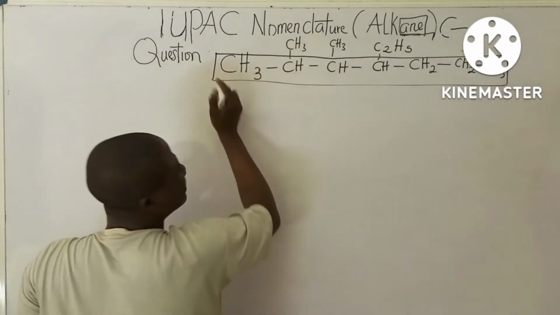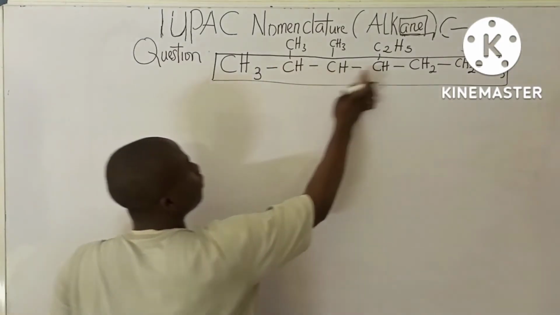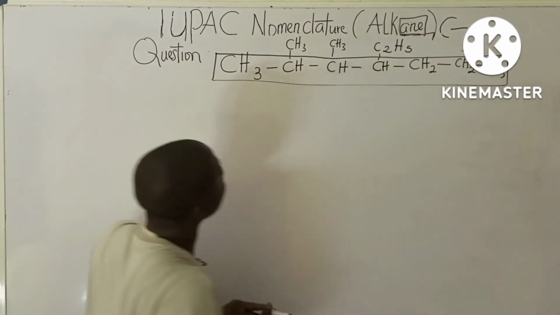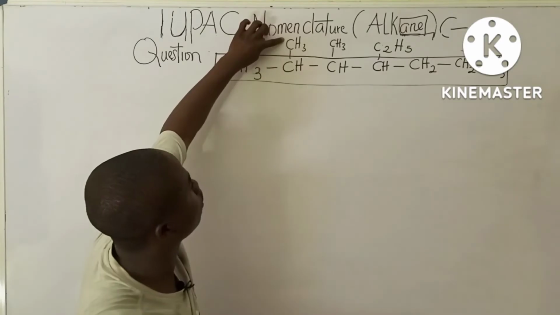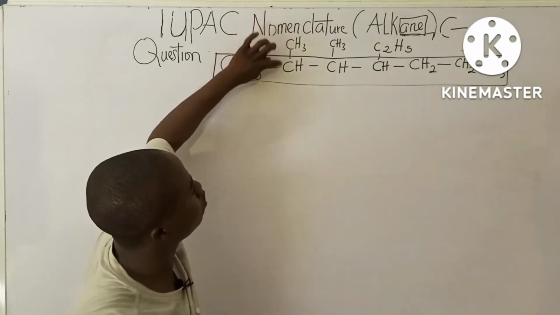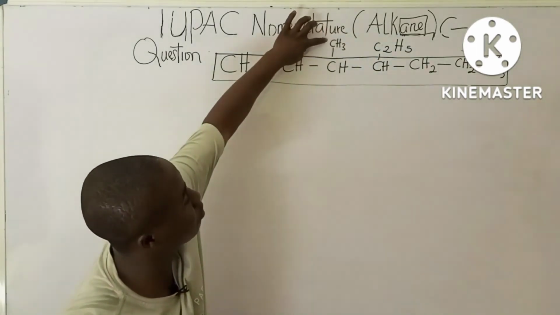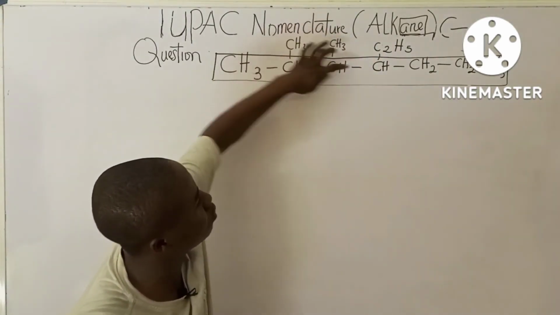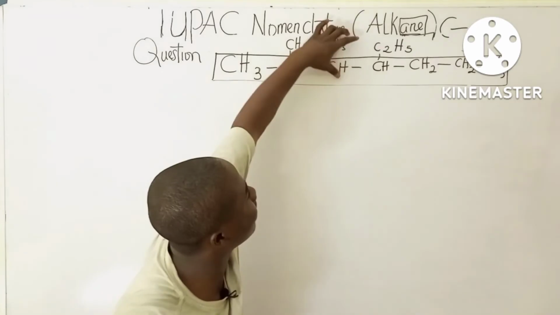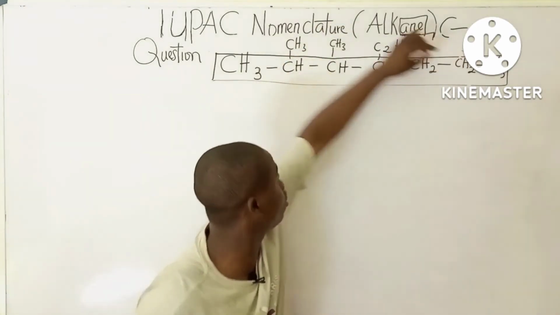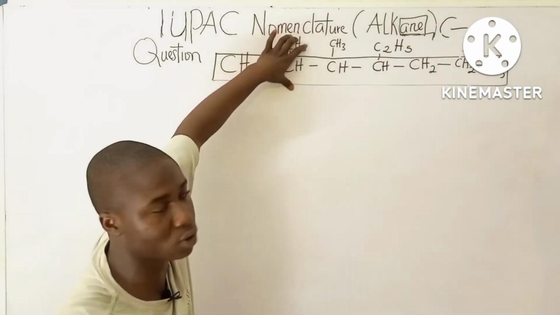Because I'm seeing 7 carbons: 1, 2, 3, 4, 5, 6, 7. Now, if we are to count in this fashion, it will still be 7: 1, 2, 3, 4, 5, 6, 7. If we are counting from this direction, I think it will be 6: 1, 2, 3, 4, 5, 6. So this can't be the longest continuous chain, but this can be the longest continuous chain.